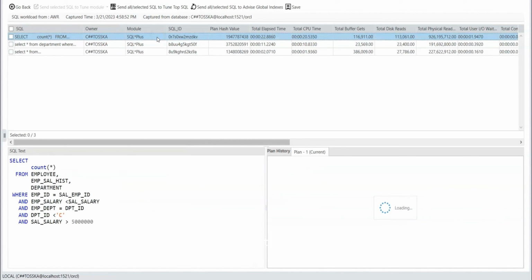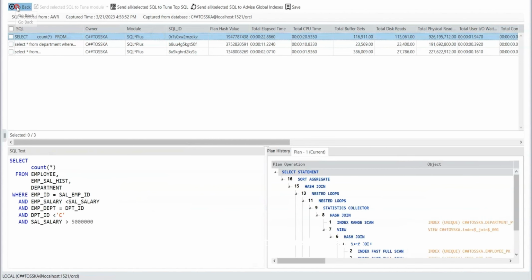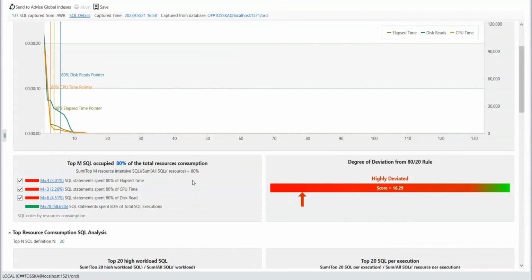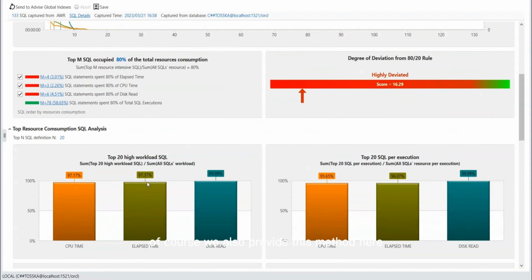So you can pinpoint the critical performance problems in this database easily. We are not using the old school method of top 20 high workload SQL statements or something like that. But why top 20? Why not top 5 SQL? What we want is the most critical SQL that is worth tuning. Of course, we also provide this method here.